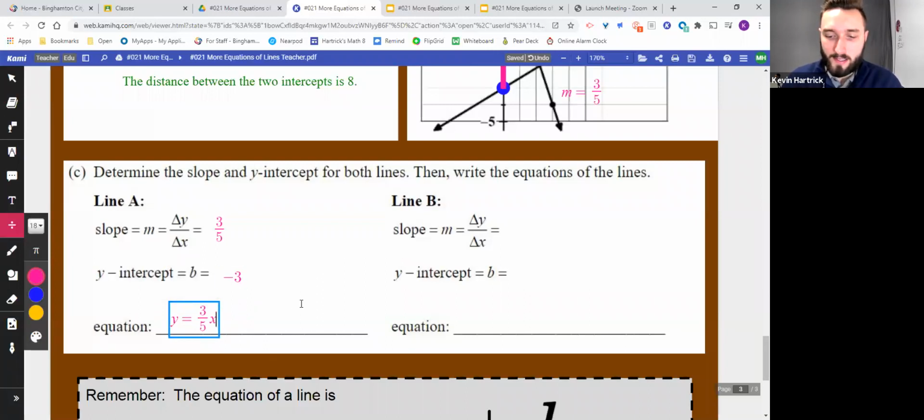Now, could I do this? Plus -3. Yes, but we don't like to have two operations next to each other. So either what you would do is put this in parentheses, which makes it look even more complicated, or just put -3. If it's negative, you put the minus there, that lets you know that it's negative, and you're good to go. Okay, so the equation of line A is y equals 3/5 x minus 3. We figured out the slope, we figured out the y-intercept, and we put it into that form of y equals mx plus b.